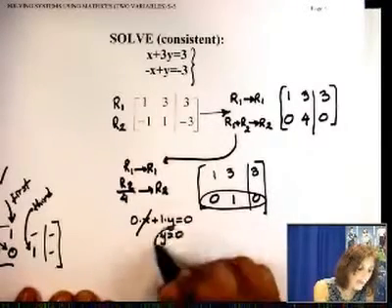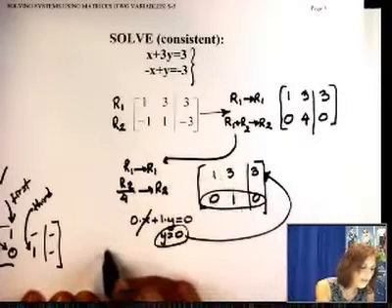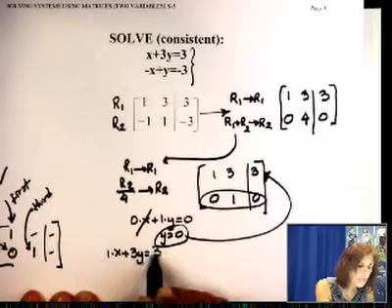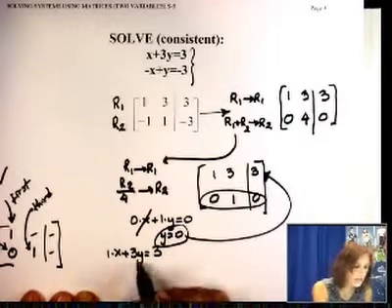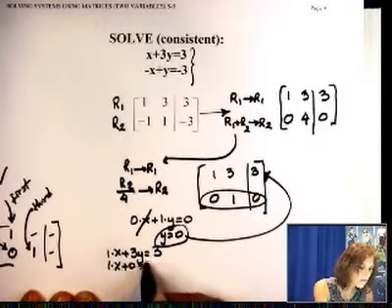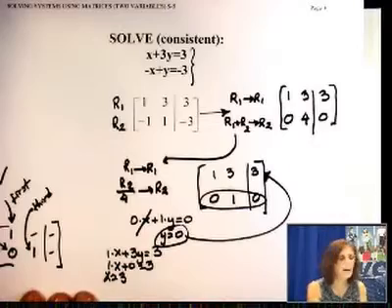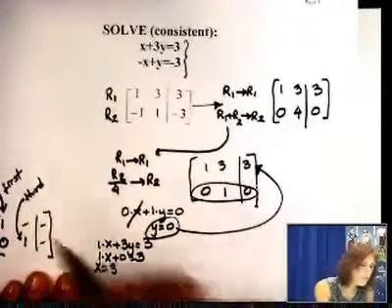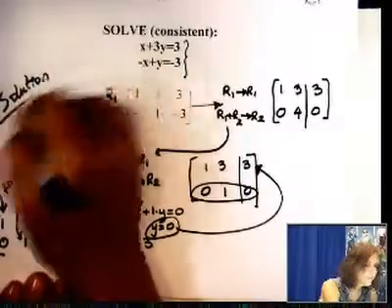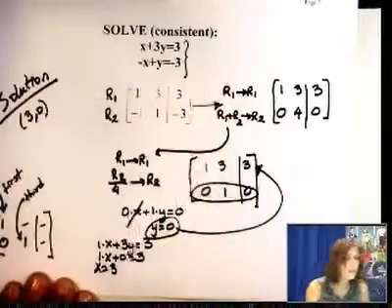Now I'm going to use that in the first row. What is that? 1x plus 3y equals 3. What does that mean? The y was 0, so it's 1x plus 0 equals 3. What does that mean? X equals 3. You actually ended up with a solution, and the solution is, let me write it here, x and y coordinate, x is 3, and y coordinate is 0.